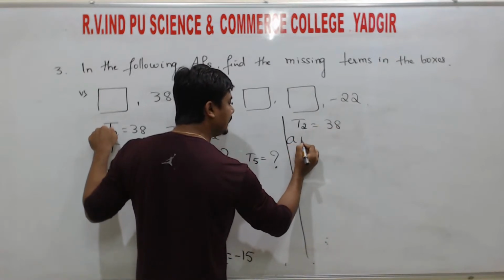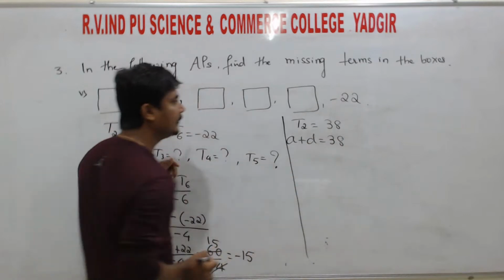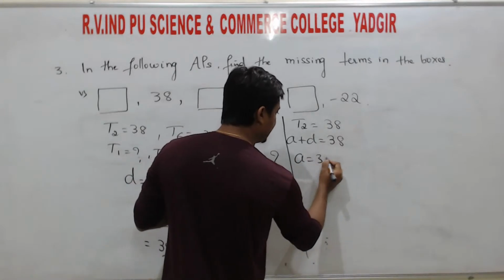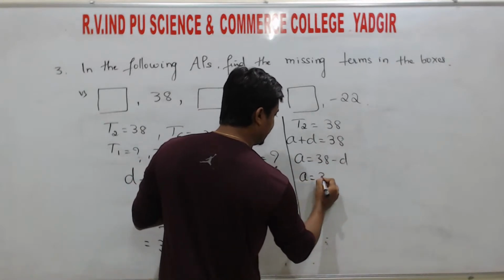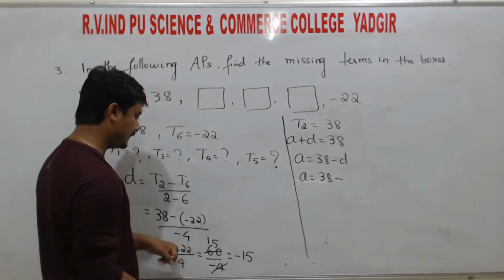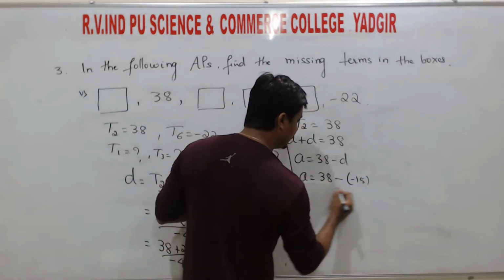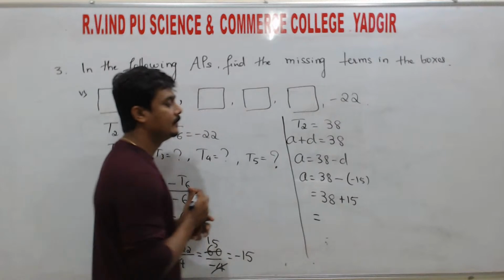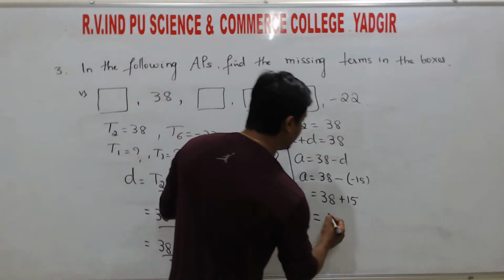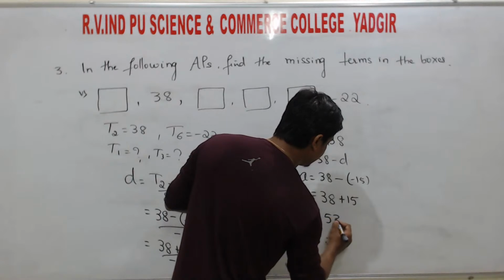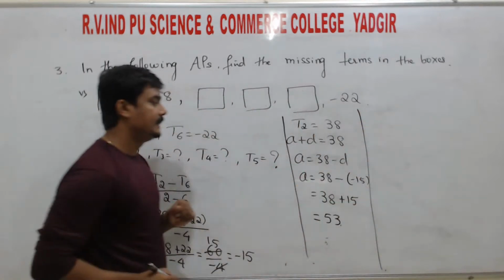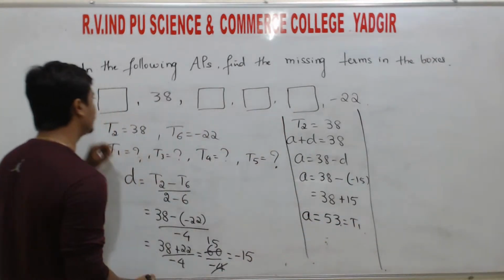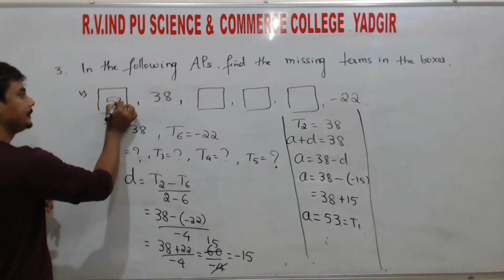In fact, T2 is a plus d. So a plus d is equal to what? 38. A equals 38 minus d. A equals 38 minus d, which is minus 15. This is 38 minus into minus plus 15. What is 38 plus 15? 53. This is our a value. A value is nothing but our first term. Yes, we have found out the first missing term, that is 53.